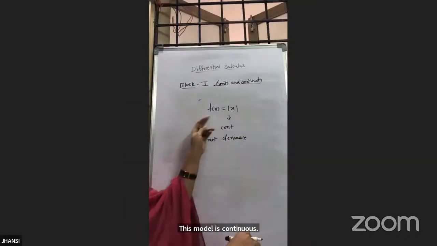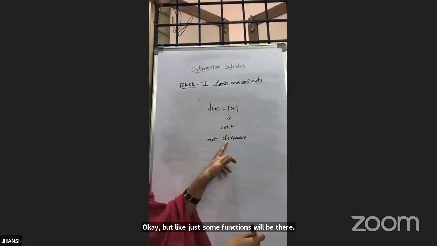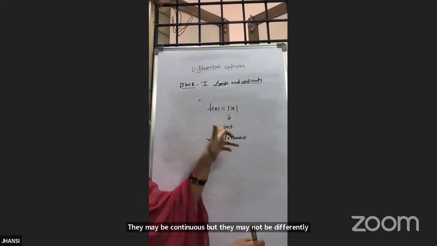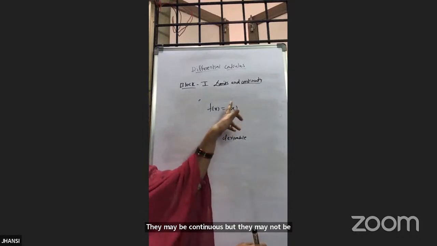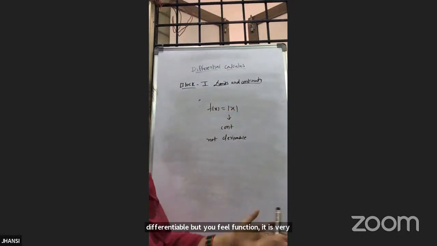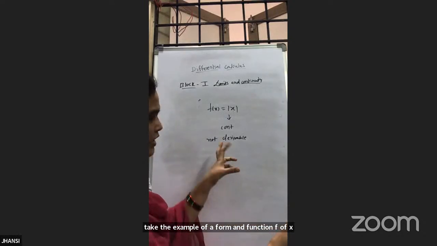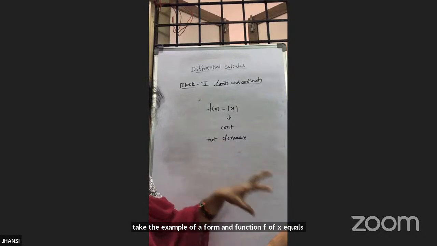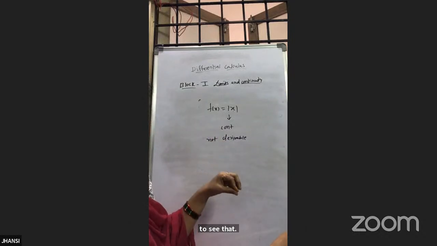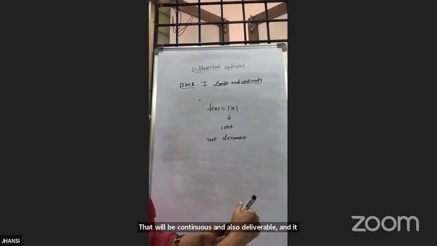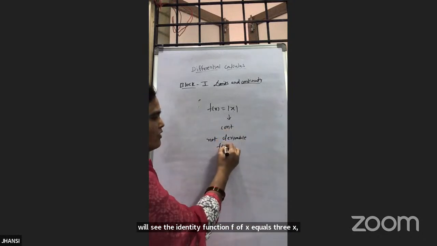Okay. So like that, some functions will be there. They may be continuous, but they may not be differentiable. But if a function is derivable, it will compulsorily be continuous. You can take the example of the constant function f of x equals c, that will be continuous and also derivable. And if you see the identity function f of x equals x, that is also continuous and derivable.